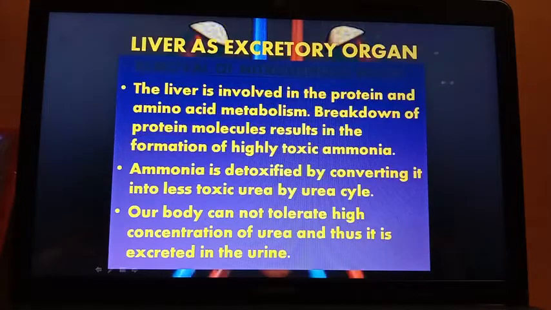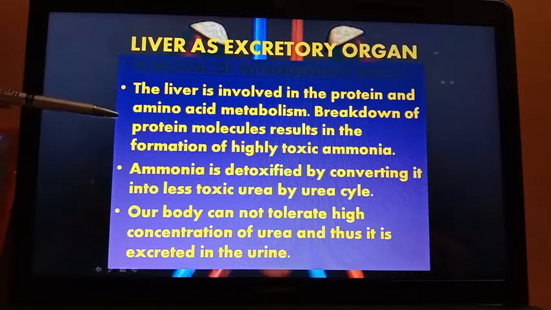So now we will talk only about those functions which make the liver an excretory organ. So liver as an excretory organ. First function as an excretory organ, removal of nitrogenous waste products. The liver is involved in the protein and amino acid metabolism. Amino acids are the building blocks of the protein molecules. So liver helps in the protein and amino acid metabolism.